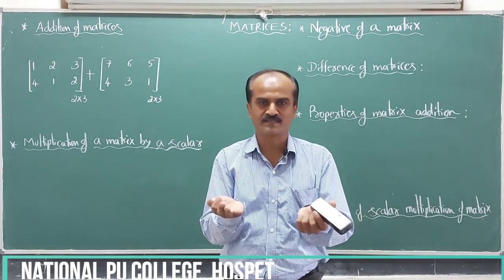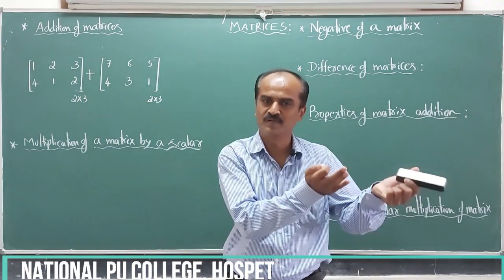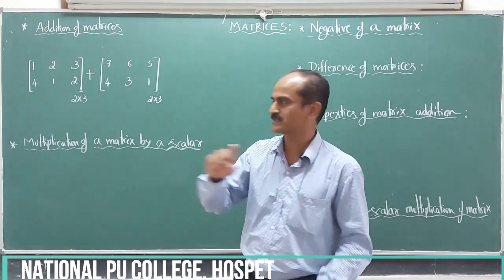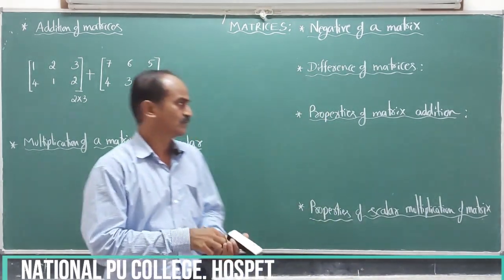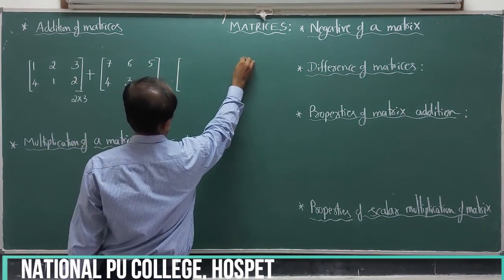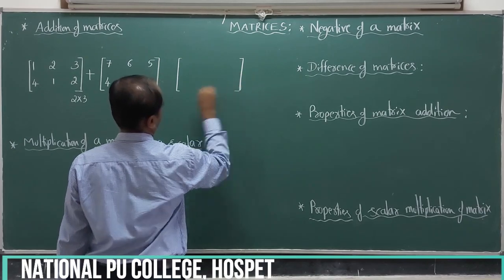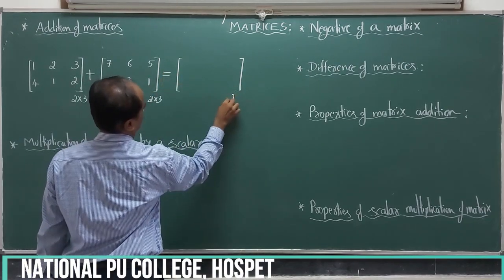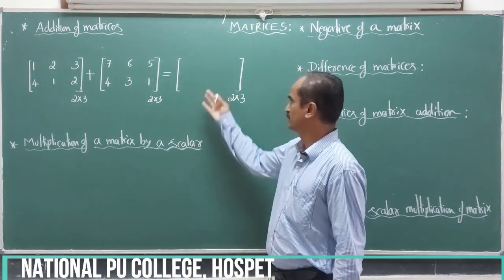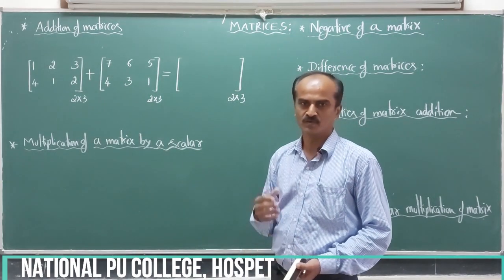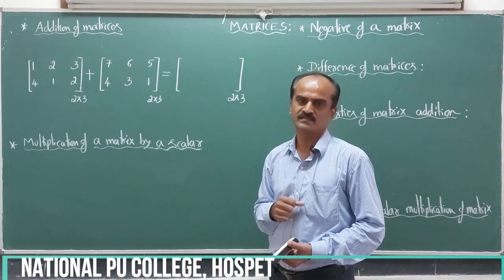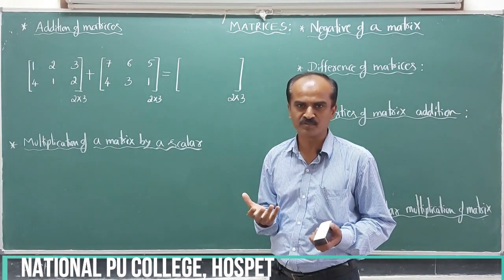On adding 2 matrices, the resulting sum is also another matrix. What is the order of that resulting matrix? Same order, 2 by 3. So, a result is also a 2 by 3 matrix of the same order. Now question is, how to obtain the elements in the resulting matrix? Rule says you have to add the corresponding elements of these matrices. Corresponding elements means with respect to their position.